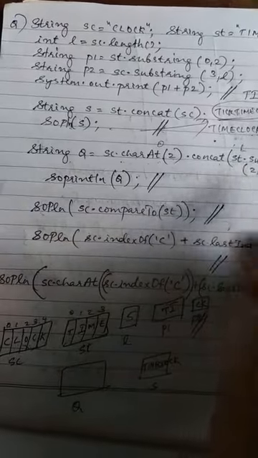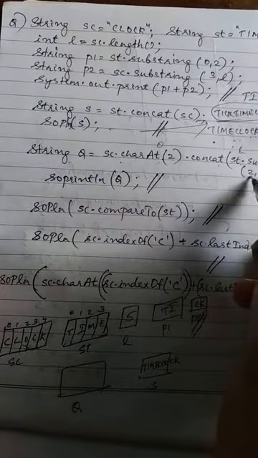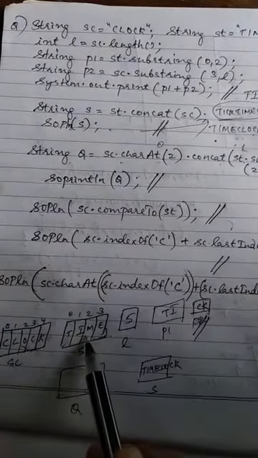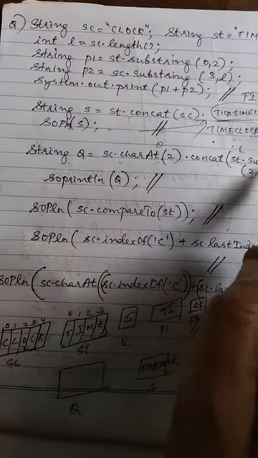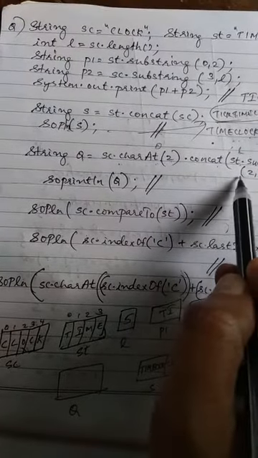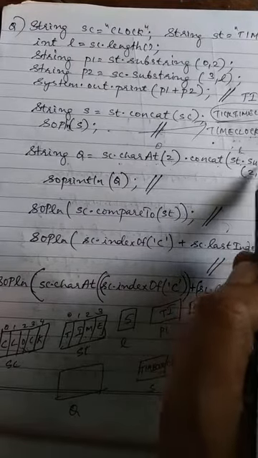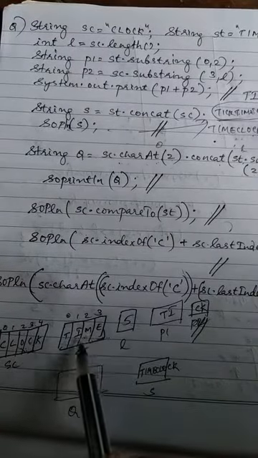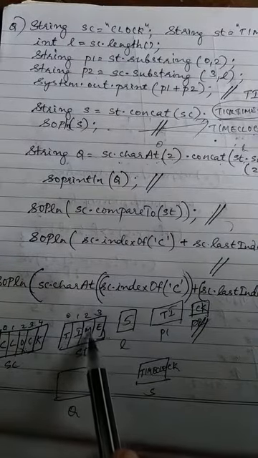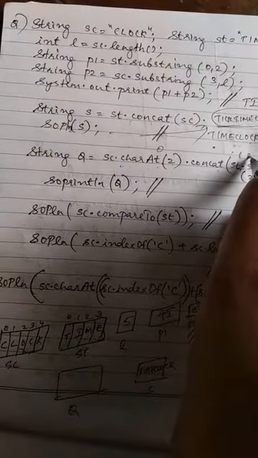Here what should come? st dot substring of 2 comma 3. What is st? st is time. Time dot substring of 2 comma 3 means only 2. Okay, time dot substring of 2. What is a substring of 2? 2 is this one, m only. So here this part gives you m.